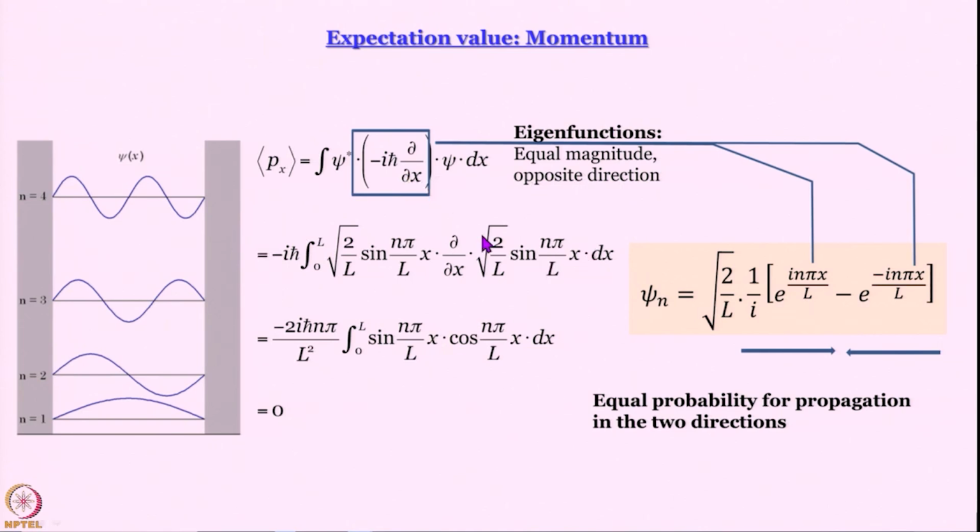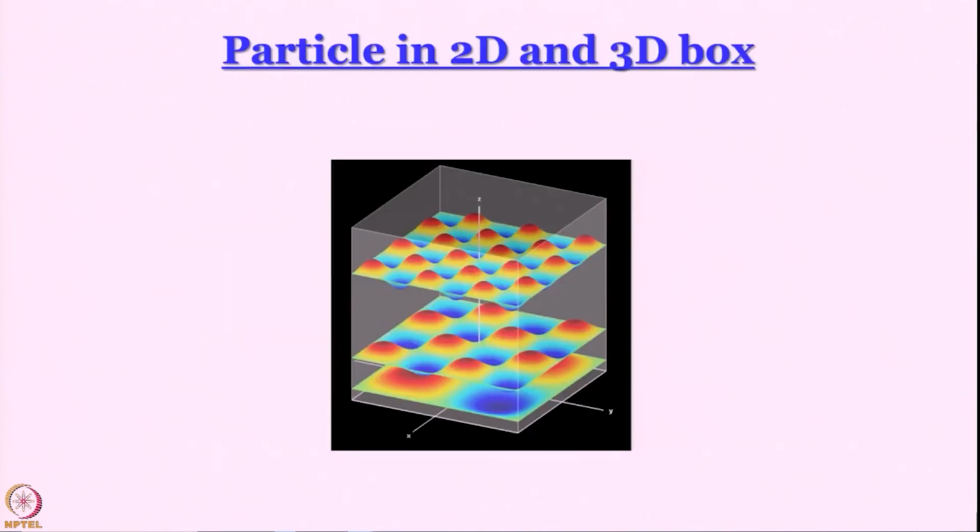So, this discussion that we have performed is for the particle in a 1D box. What happens if the box is 2 dimensional or 3 dimensional? That is the discussion that we are going to perform next.